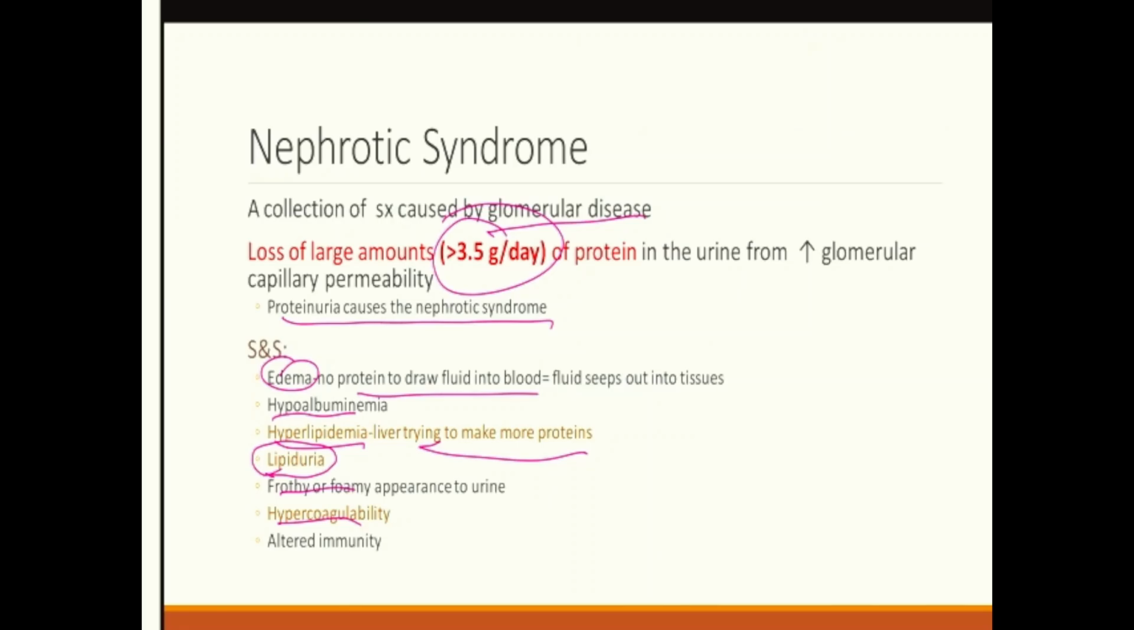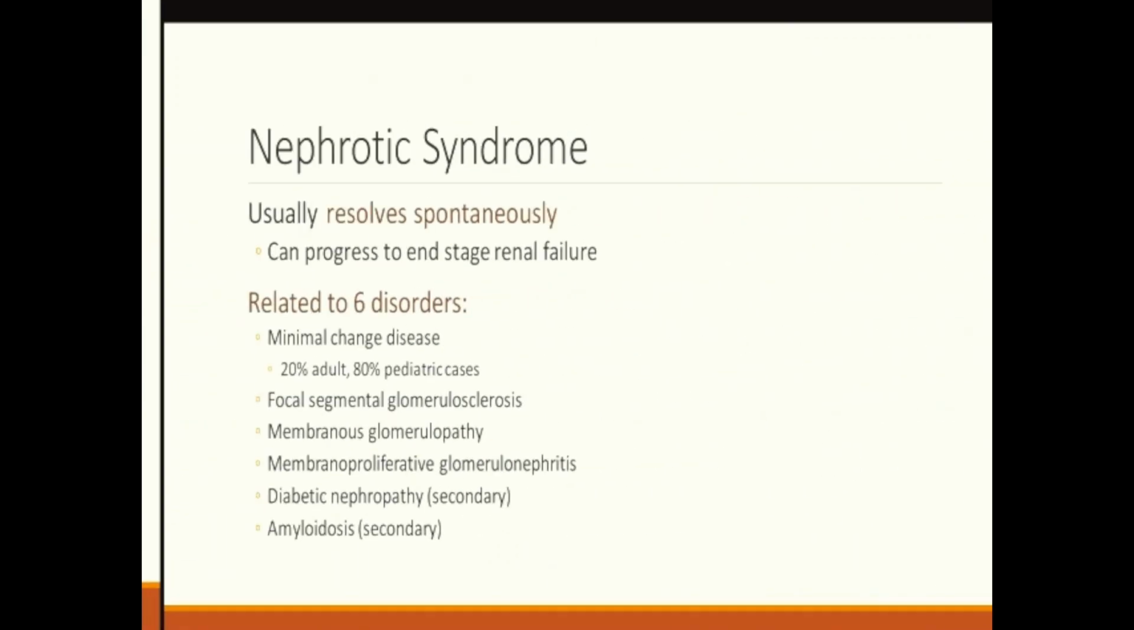And altered immunity, they're going to have issues with common illnesses. It usually resolves spontaneously. It can progress to end stage, but for the most part, it just resolves on its own.